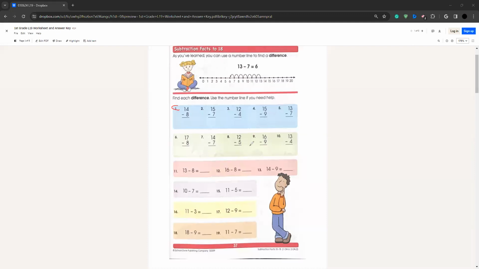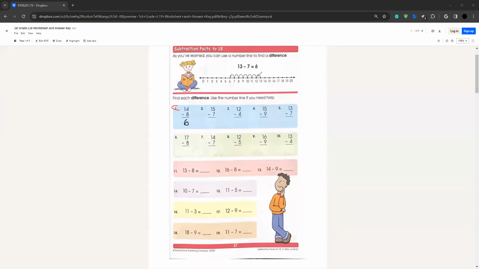So number 1, we see 14 minus 8, right? So if you look on this number line here, we have 14 over here, and then we go down 8. 1, 2, 3, 4, 5, 6, 7, 8. We have 6. So 14 minus 8, sorry, will be 6. Okay. Let's go over to number 3.